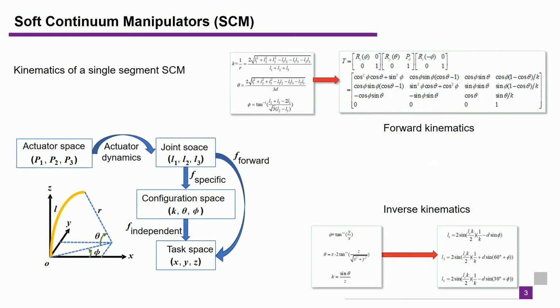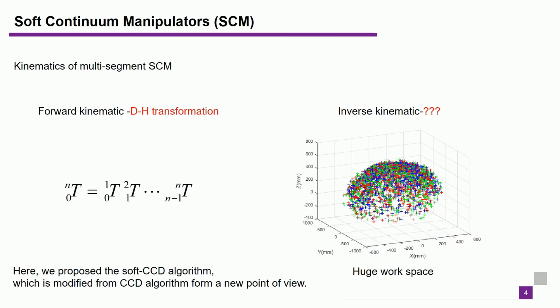A single segment SCM is considered as a piecewise constant curvature arc. An intact SCM mathematical model has four sets of parameters: the actuator space, joint space, configuration space, and task space, which are connected by three mappings. At present, the kinematic problem of a single segment SCM has been well solved. For the multiple segment SCM, the forward kinematics can also be solved by the classical DH transformation.